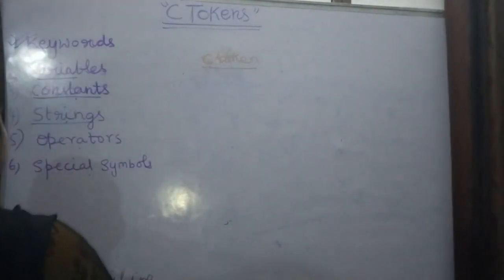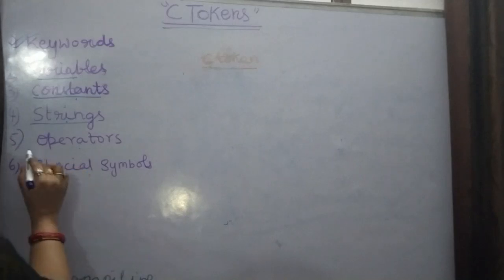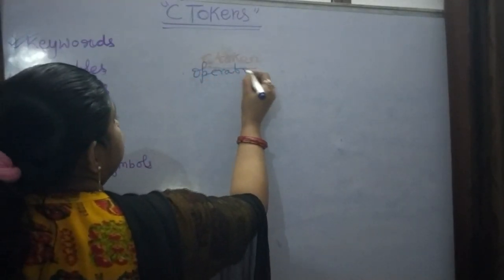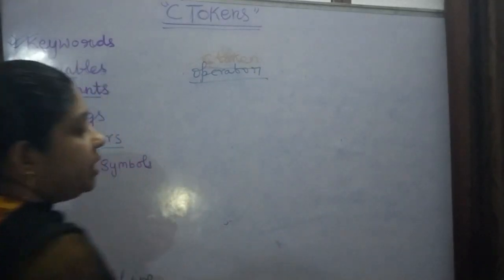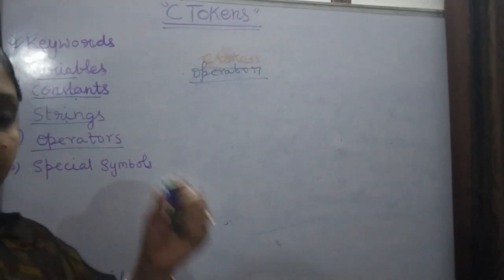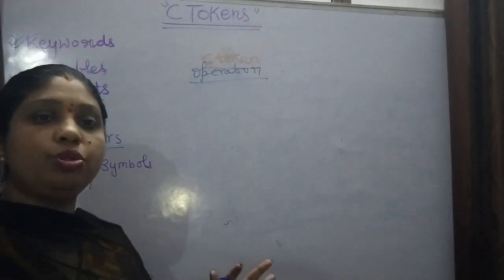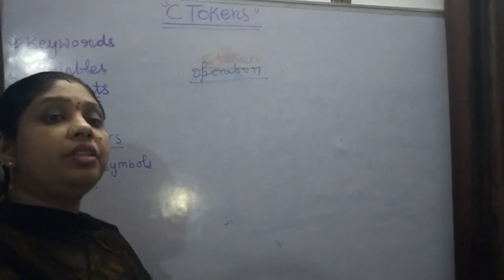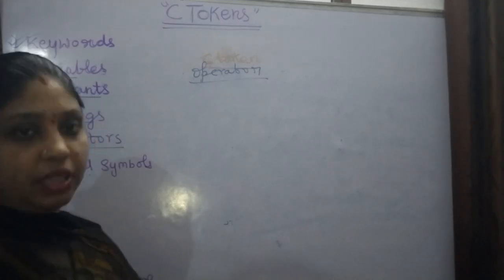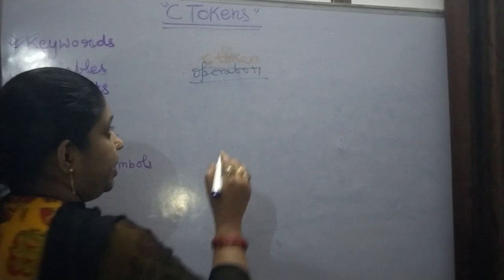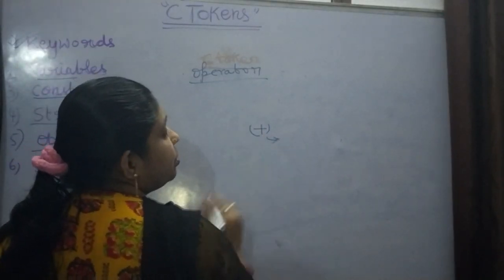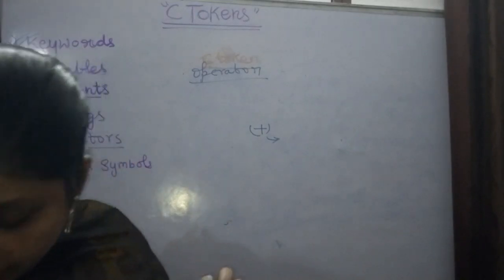Now, next is operators. Now, what is an operator? By seeing that, you can understand what is an operator. Operator is the symbol which is used to do some arithmetic calculations. Operator itself is a symbol which is used to do some arithmetic operations.